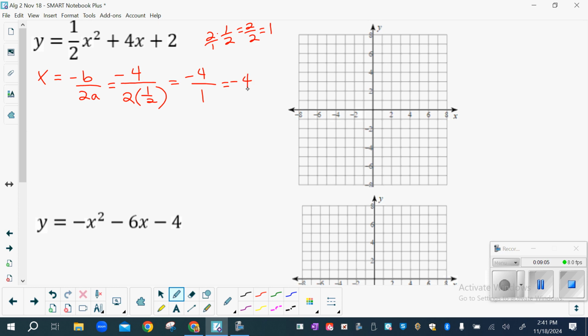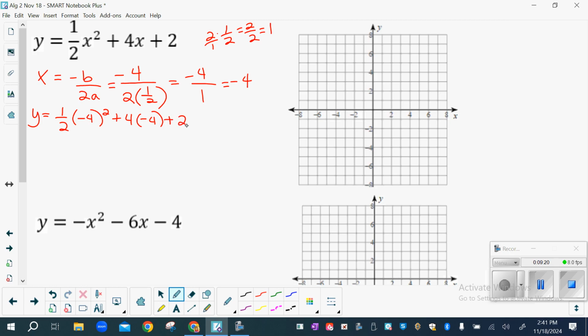What do we do next then? Find our y value of our vertex. So 1/2 times -4 squared plus 4 times -4 plus 2.